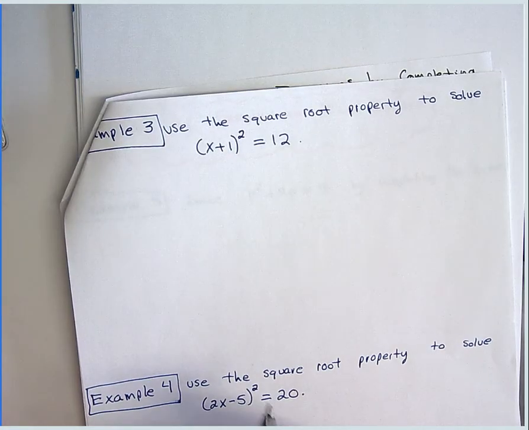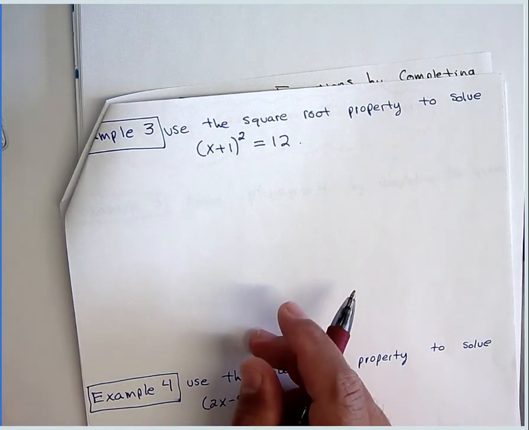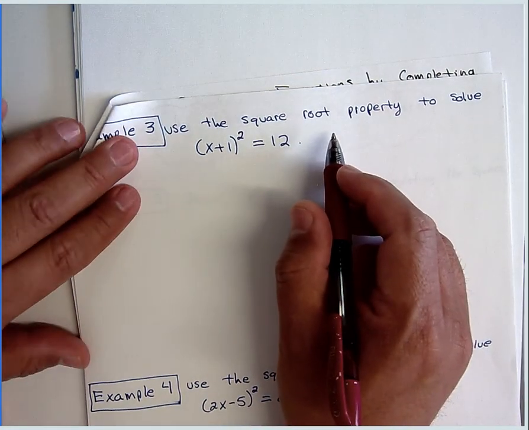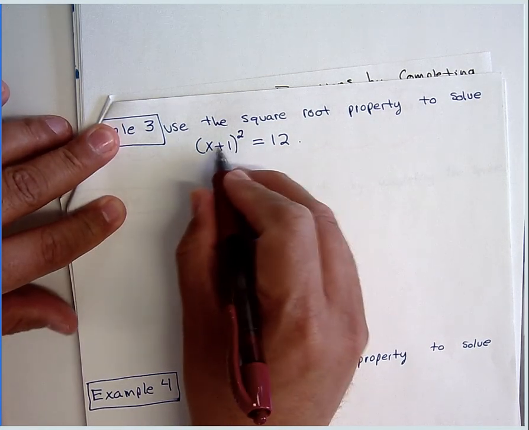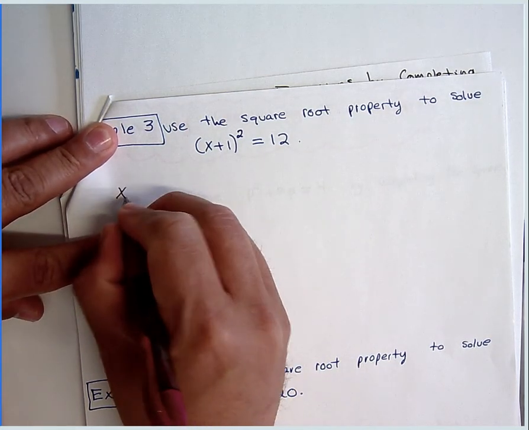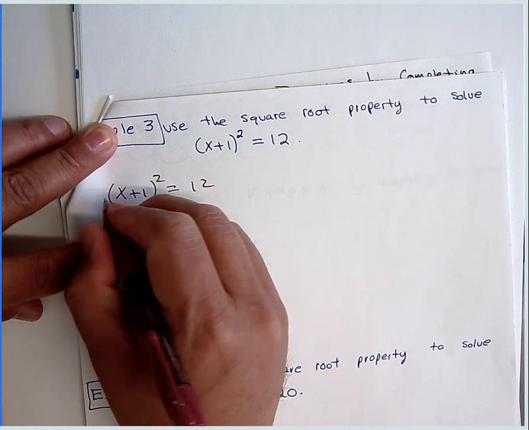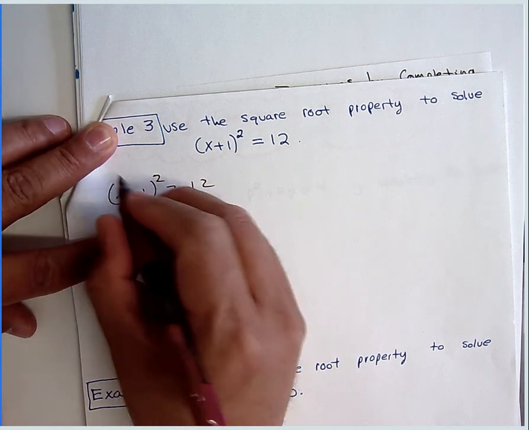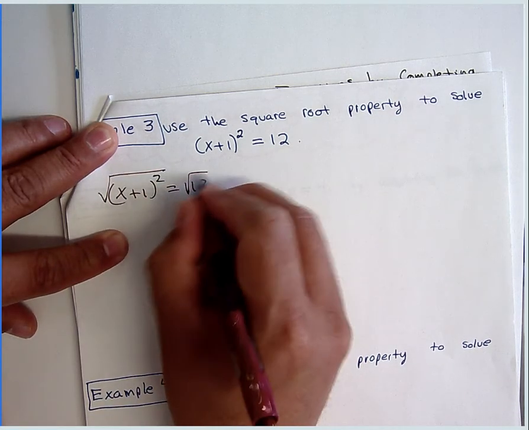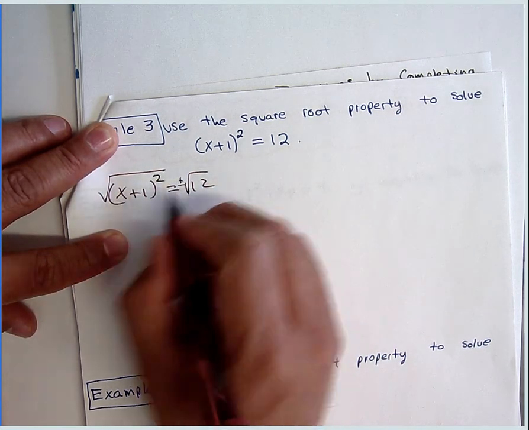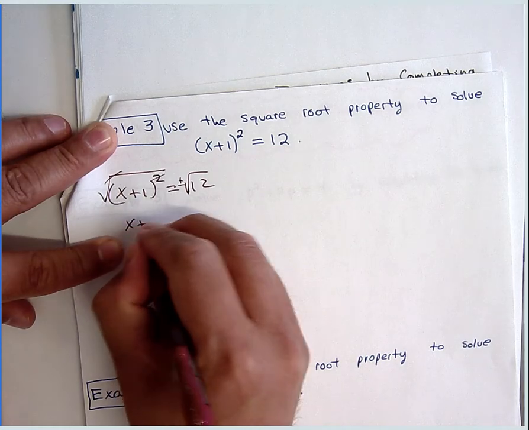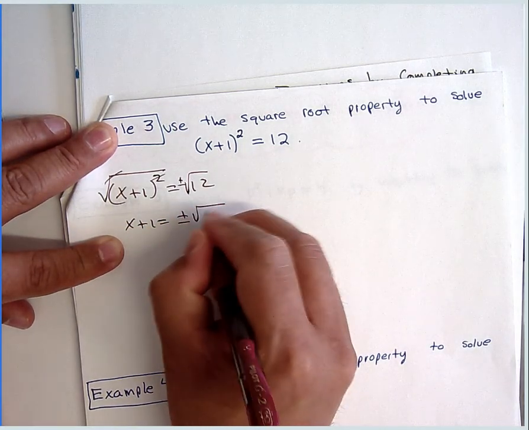Example 3. So use the square root again. Even though we have a binomial here, you still apply the same. You're gonna take the square root plus minus. Don't forget the plus minus. So x plus 1 equals plus minus square root of 12.